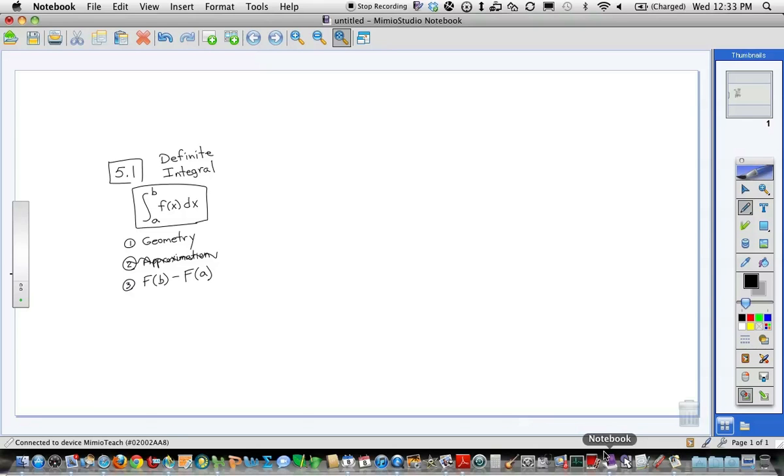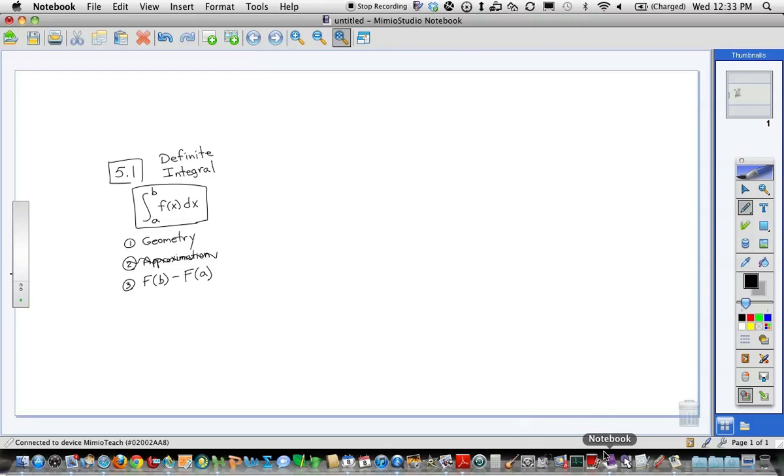We'll investigate that later. Okay, so any areas you need to find tomorrow, you're going to be able to do either geometry or this thing with the antiderivative. So we'll come back to that. Technically, this would be more a 5.3 thing, because that's what we just did yesterday. But it falls under the heading of doing a definite integral.